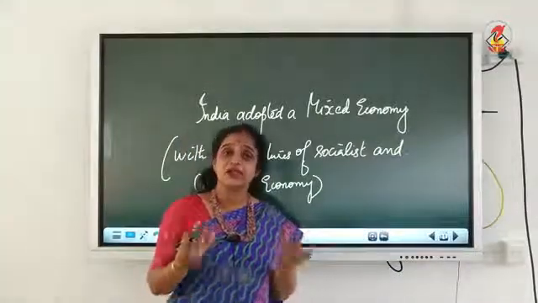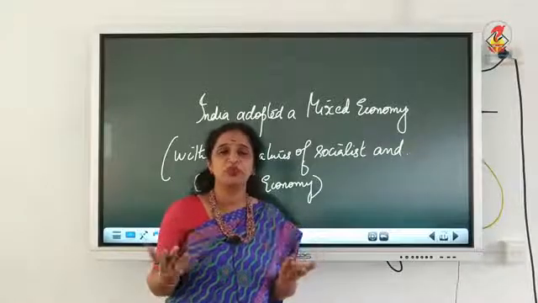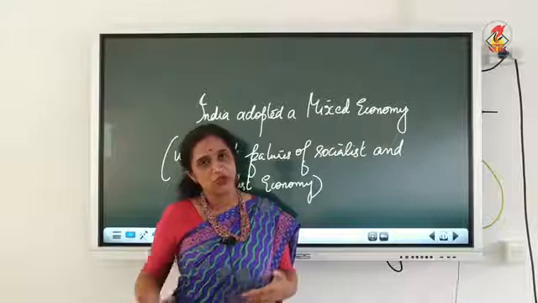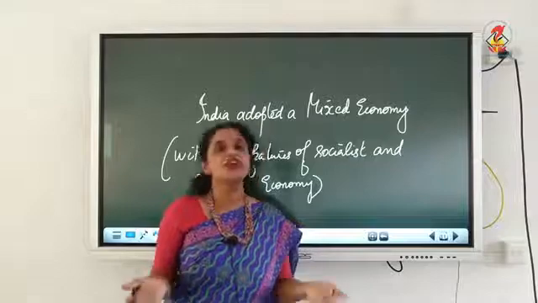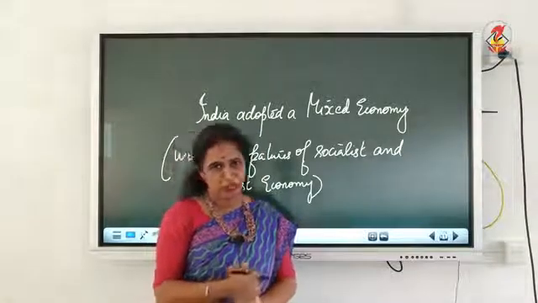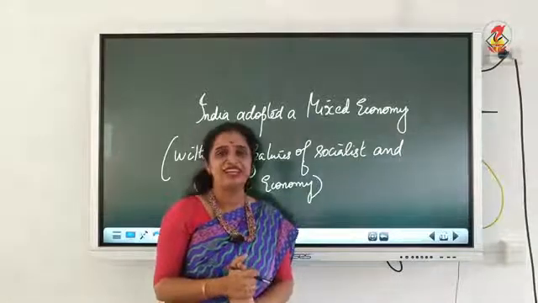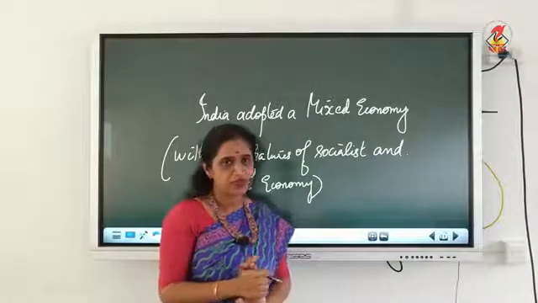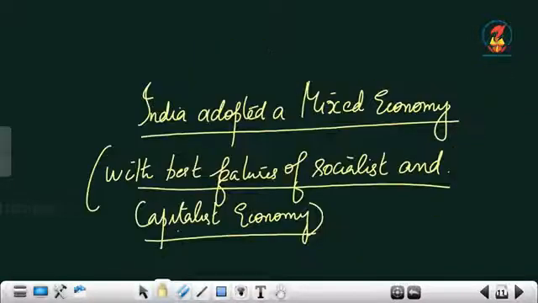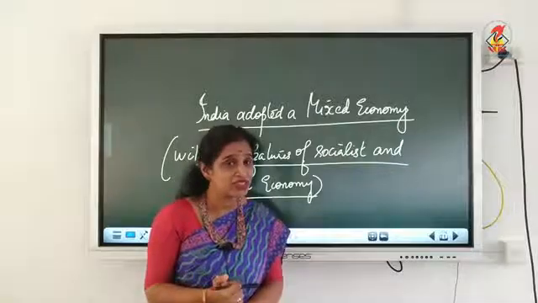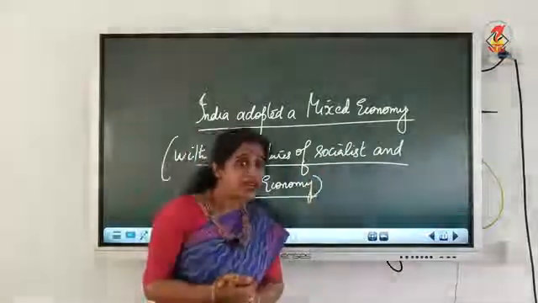Public sector, the government sector, will produce goods for the welfare of the people. Private sectors will produce goods for the profit motive. So, existence of both welfare motive and profit motive is there in a mixed economy. Now, our question is, which economy did India adopt after the independence? India adopted a mixed economy with the best features of socialist and capitalist economy. So, India adopted a mixed economy after the independence, which consisted of the features of both socialist economy and capitalist economy.